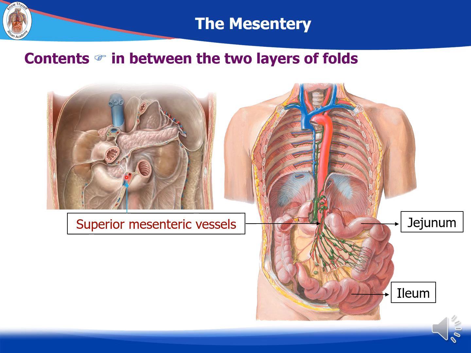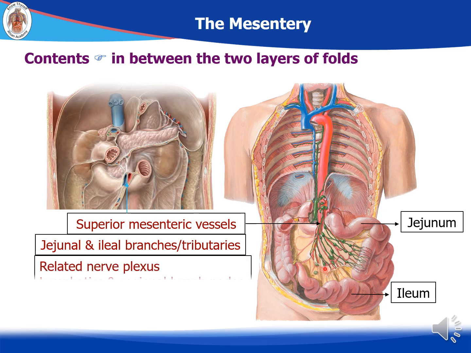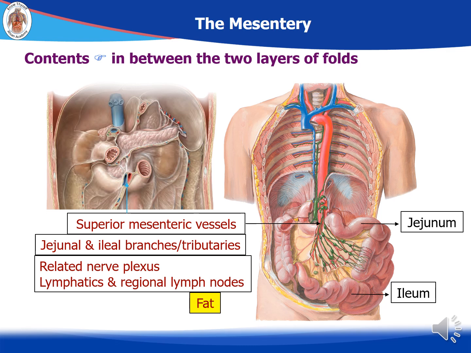This one is the entry point of the superior mesenteric vessels, giving the jejunal and ileal branches. Similarly, the vein is returning back. So jejunal and ileal tributaries of the superior mesenteric vein remain here. The nerve plexus follows the artery, and there are lymphatic vessels and also some regional lymph nodes. The mesenteric group of lymph nodes remains within the peritoneum. Fat is the large content of this area.